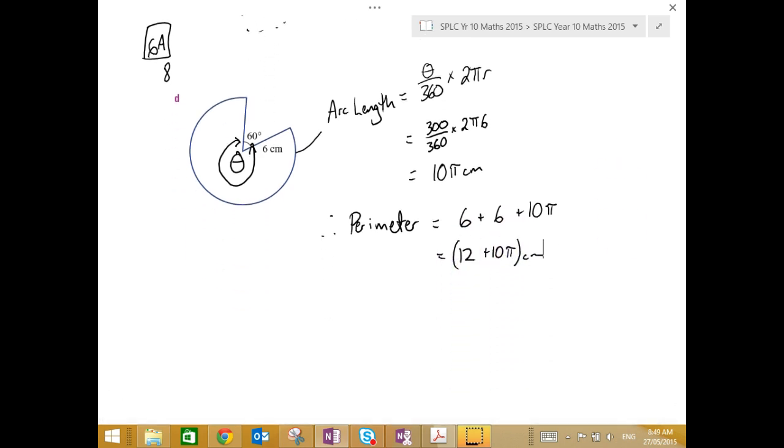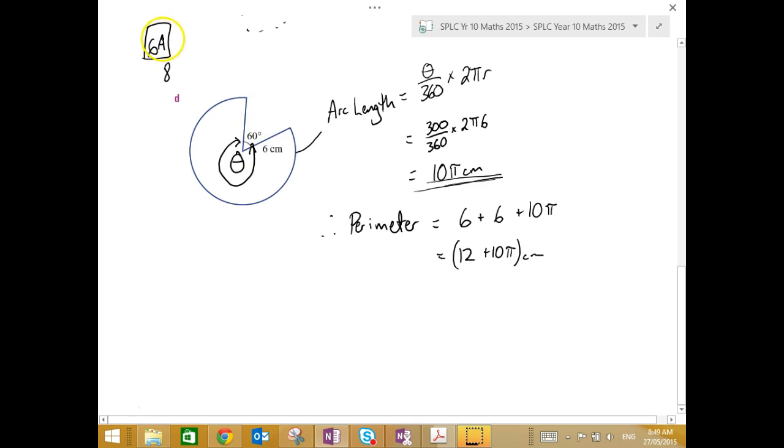So the exact perimeter is 12 plus 10 pi centimeters. You could then find an approximate answer for that if you want. So when I find the first bit, the 10 pi, when I stop there, that's the arc length. So that's the distance around the curved bit. But if I want the perimeter of that shape, I need the 2 radii coming in, don't I? I need those 2 radii coming in.